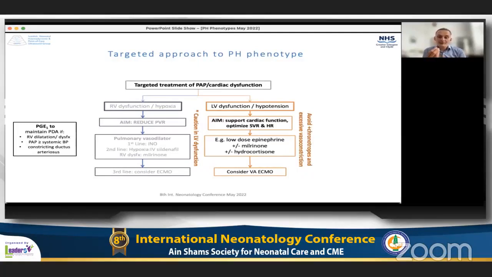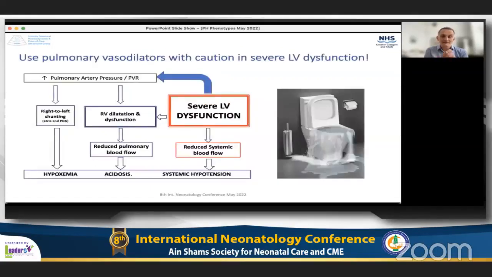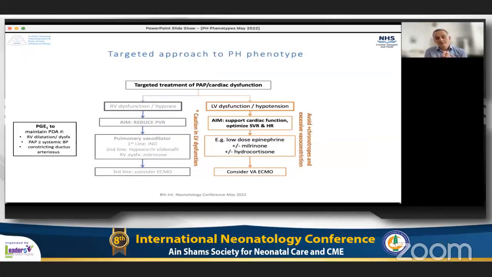We want to avoid using pulmonary vasodilators in these patients, because the theory is that by doing so, we may increase filling of a failing left ventricle and may, in fact, worsen left ventricular dysfunction. But there is a case for continuing to maintain the patent ductus in these patients to support systemic blood flow and augment the left ventricular output.